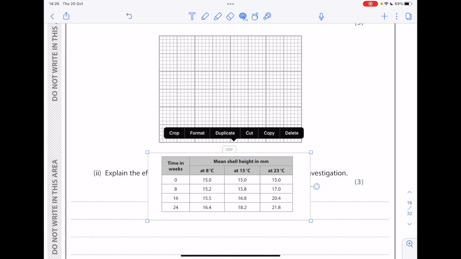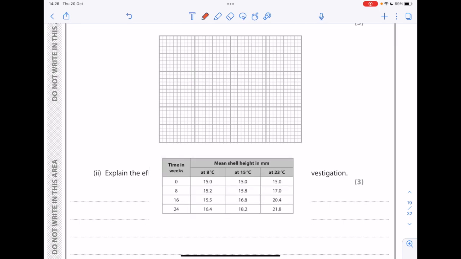Let's just have the data here so we can see it. So what we're measuring goes on the y-axis, and that is the mean shell height in millimeters. Versus our x-axis, which is time in weeks. So pick a sensible scale here, occupying as much of the graph paper as possible. We go from 15 millimeters all the way up to 21.8. So let's shrink that scale a bit.